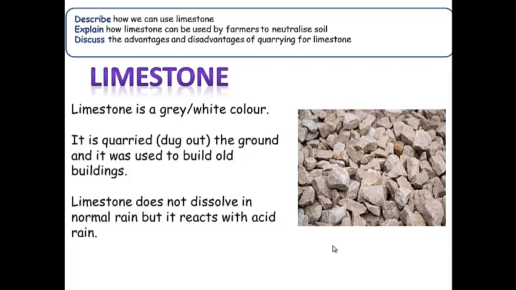Limestone is a type of rock. It is grey and white in colour. It is quarried, which means it is dug out of the ground, and it is used to build old buildings. Limestone does not dissolve in normal rain, but it does react with acid rain.